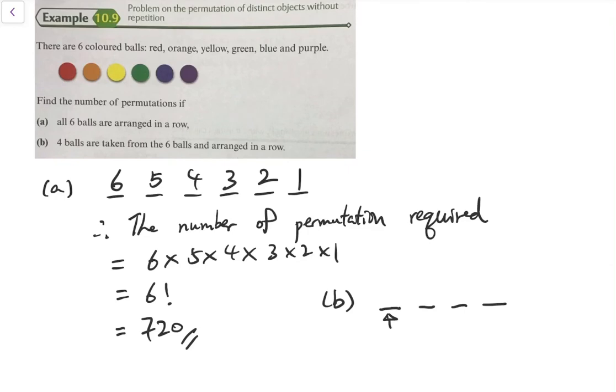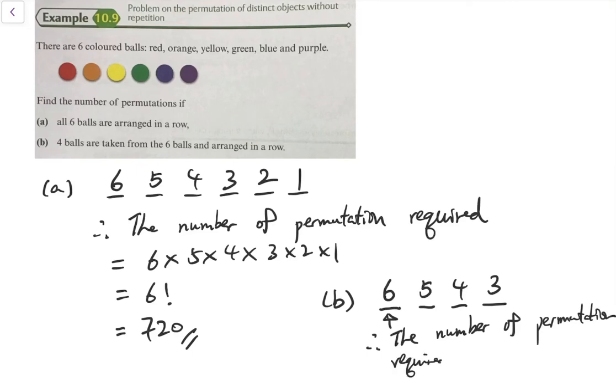Imagine, for the first one, how many balls can you take? Because there are 6 balls, the answer is 6. After 1 is taken, then you will get 5, 4 and 3. So the number of permutations is not 4 factorial, but it is 6 times 5 times 4 times 3. So we get the answer 360.